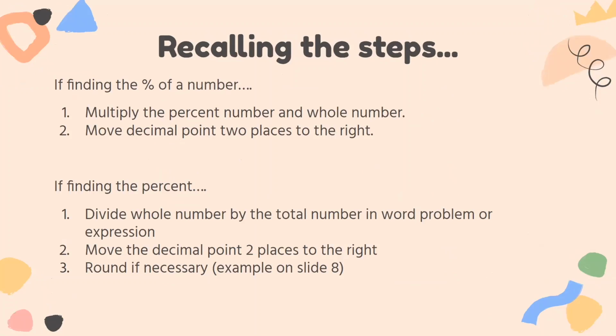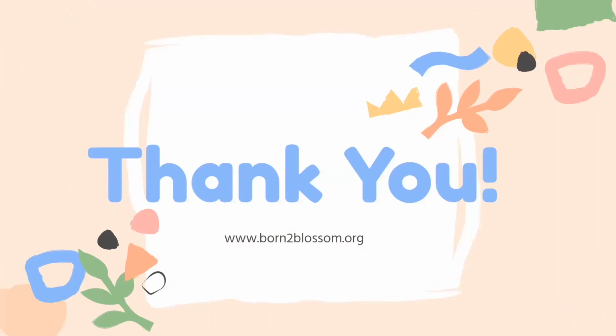Let's recall the steps. If finding the percent of a number, number 1, multiply the percent number and the whole number. Step number 2, move the decimal point 2 places to the right. If you're finding the percent, divide the whole number by the total number in the word problem or expression. Then move the decimal point 2 places to the right. Round if necessary.